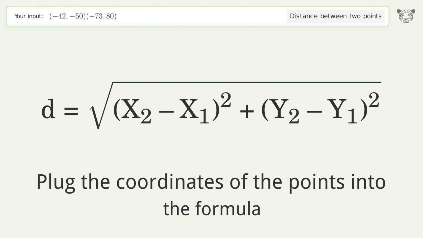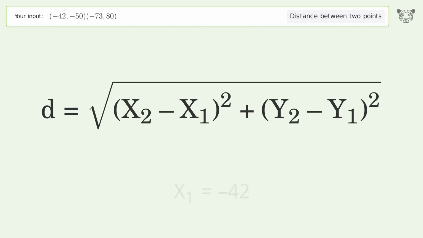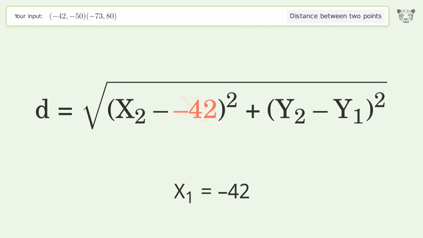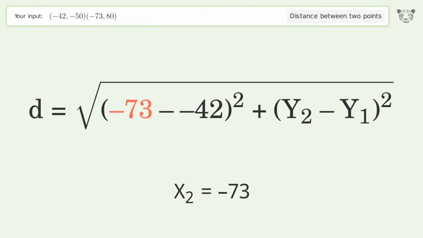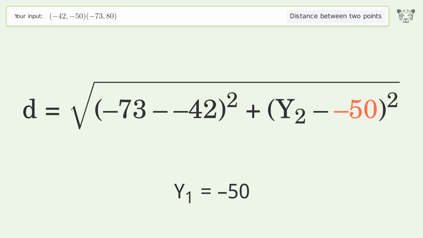Plug the coordinates of the points into the formula. x1 equals -42. x2 equals -73. y1 equals -50. y2 equals 80.